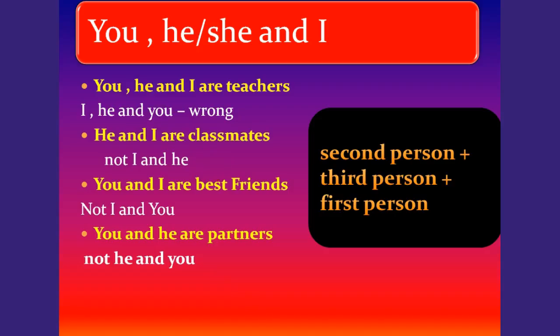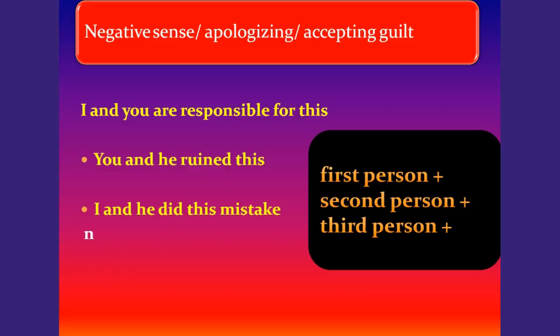For sentences which are positive in nature, we will use the sequence of personal pronouns as second person at first, then third person, then first person. "You, he and I." For sentences which are negative in nature, in negative sense, we use first person, second person, third person. "I, you and he." Remember this.